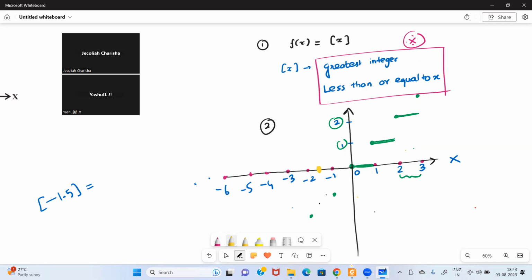Now tell me, what are all the integers less than or equal to this number? What is this number? Minus 1.5. To find less than this, should you go to the left or right? Left, sir. Very good. Tell me now all the numbers: minus 2, minus 3, minus 4, minus 5, and minus 6, sir, etc. Among all these numbers which you told, which is the greatest integer, Jacolia? Minus 3, sir. Come again, once more you tell me. What are all the integers less than minus 1.5? Minus 2, minus 3, minus 4, minus 5, minus 6, and it goes on.